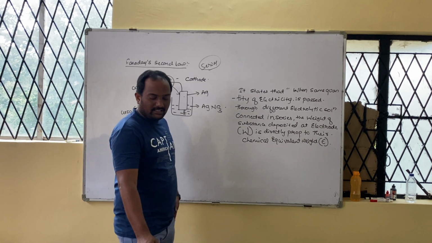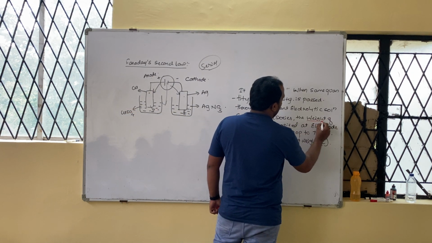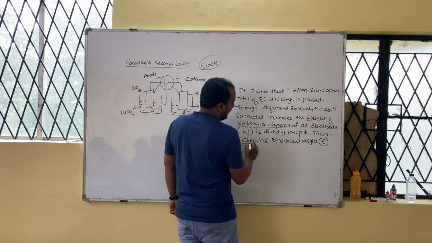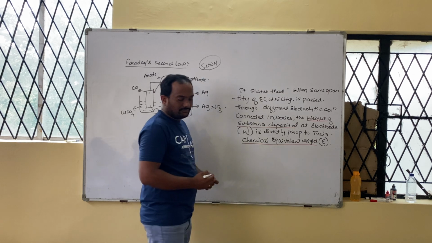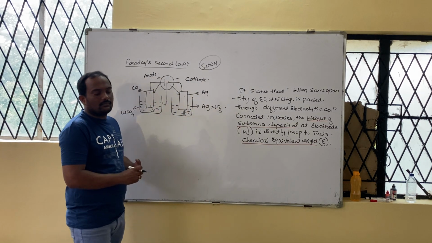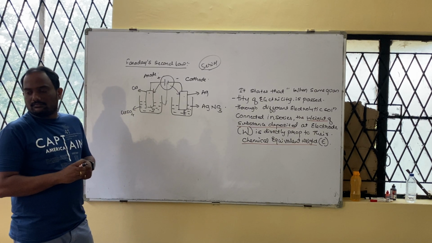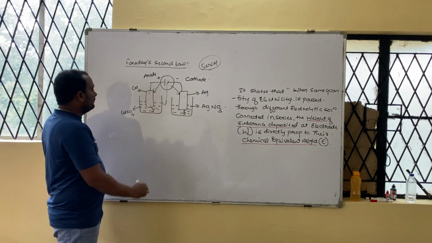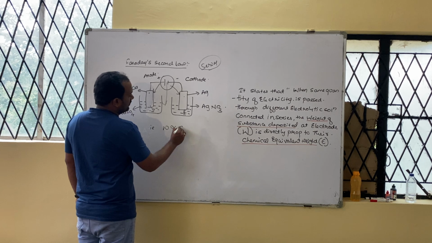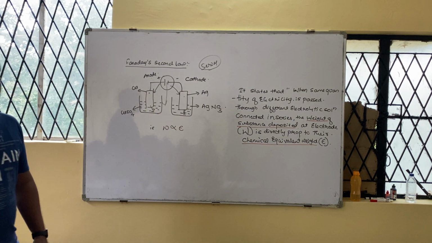Which two words are you underlining here? Weight of substance deposited and chemical equivalent weight. Correct? Yes or no? Below, W is directly proportional to E. Am I right or not?